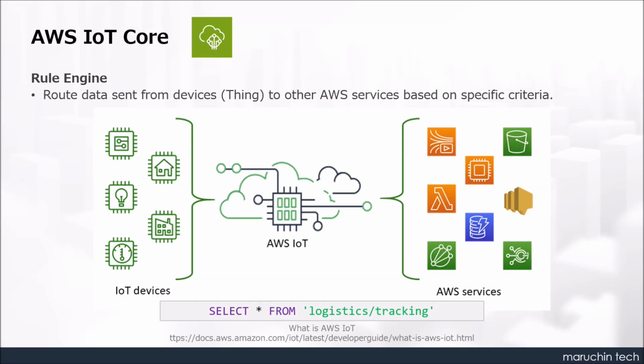Finally, let's introduce the rules engine. The rules engine allows you to route data sent from devices to other services based on specific criteria. In this course, we will set up a rule to forward data to the Amazon Location Service Tracker. Rules are defined using SQL-like syntax.